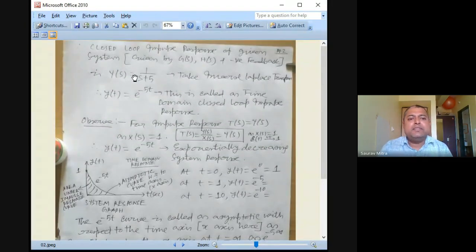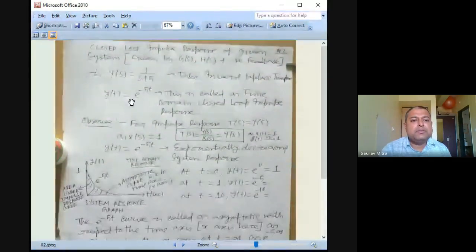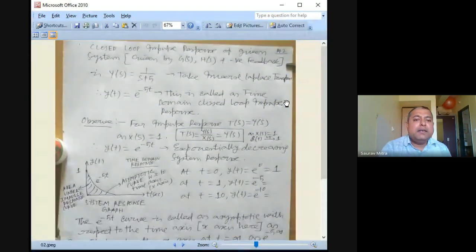Okay, so Y(s) is equal to 1 by s plus 5, that is same as T(s) because X(s) is equal to 1. All these things we have known so far. Now take the inverse Laplace transform. So Y(s) is equal to 1 by s plus 5, so y(t) is equal to e raised to minus 5t. We all know this because we have done Laplace transform in first year, second year network analysis. y(t) is equal to e raised to minus 5t. So this is an exponentially decreasing graph. It is shown here. This is called the time domain closed loop impulse response.